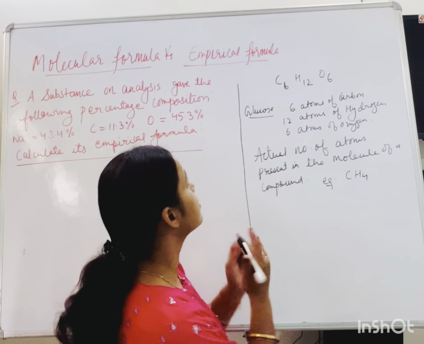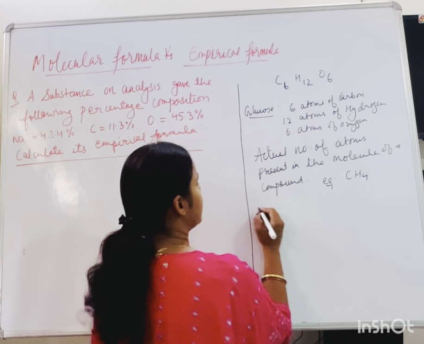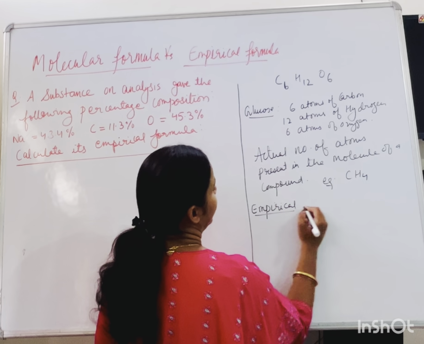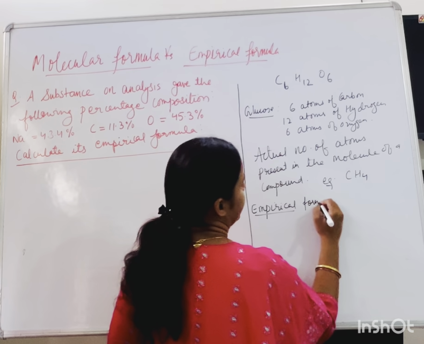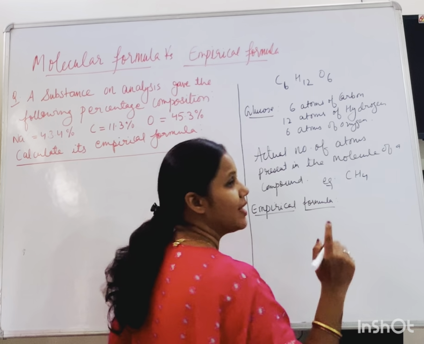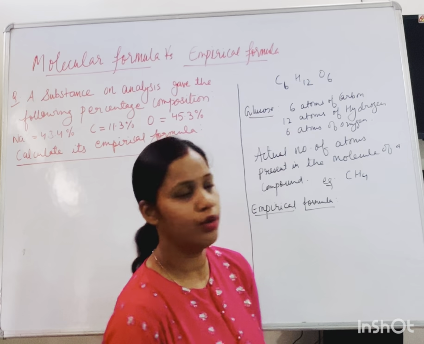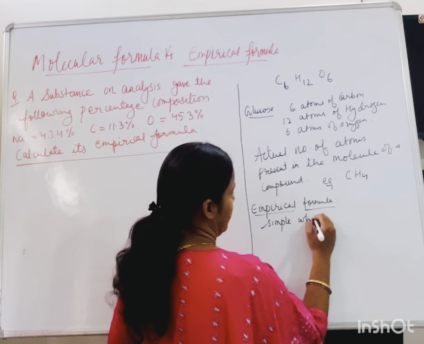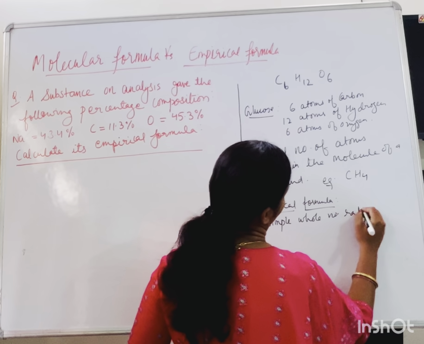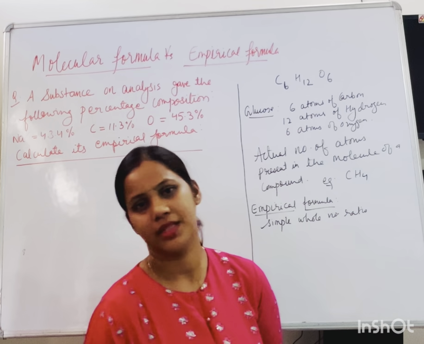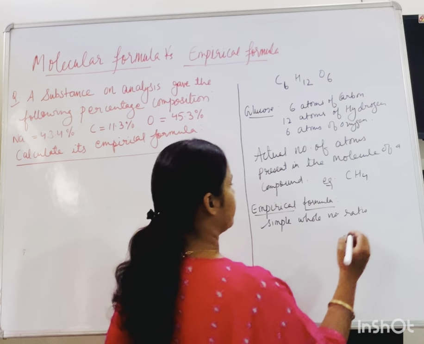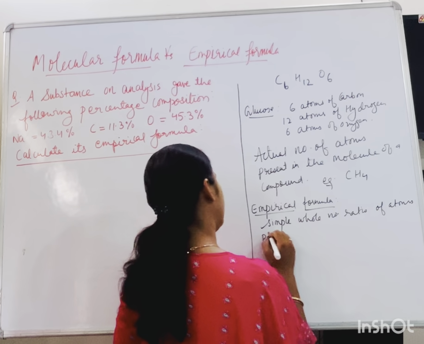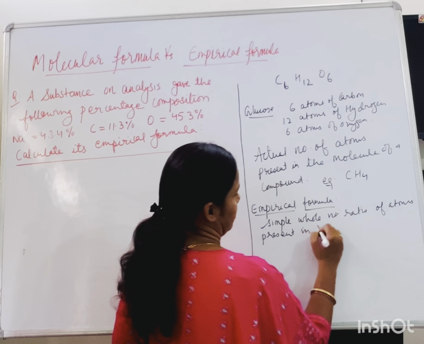Okay, if this is molecular formula, then what is empirical formula? Empirical formula basically tells us about the simple whole number ratio of the atoms present in the molecule.